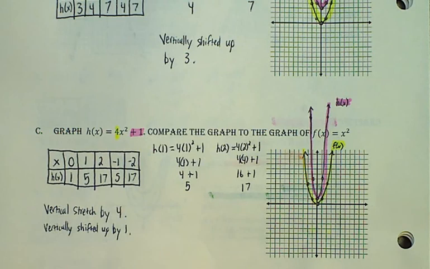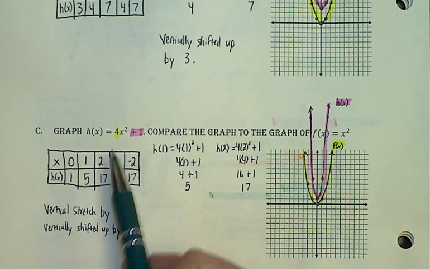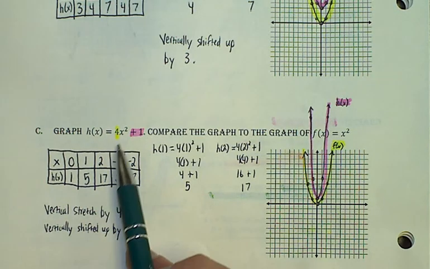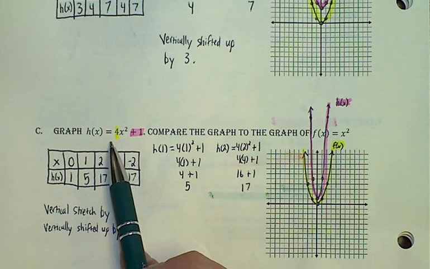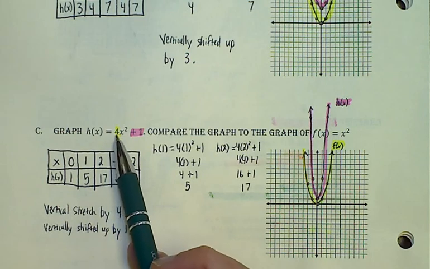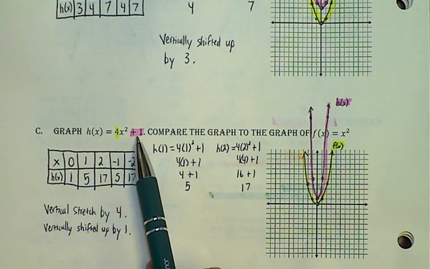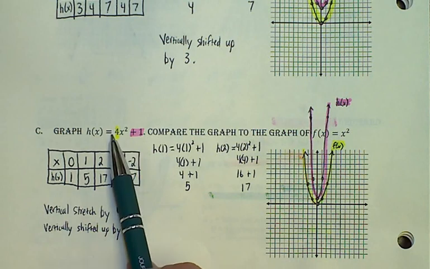The a, when not in parentheses, talks about vertical stretch or shrink. So if this number is greater than 1, and we don't include the negative in front of it, so if it's greater than 1, it's a stretch. If it's less than 1, it's a shrink. This number right here is going to tell me if it's going to shift up or down. And then if we were to have a negative out in front right here, that would tell me reflection across the x-axis, and my parabola would then be pointed downwards.